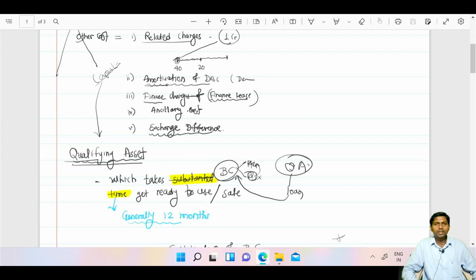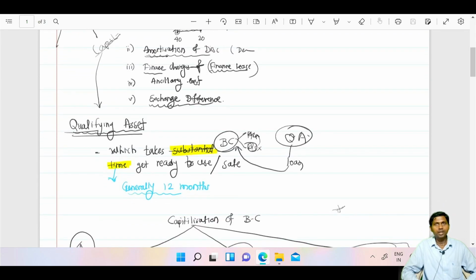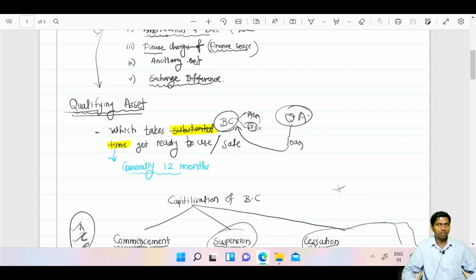Then what is a qualifying asset? The asset which takes a substantial period to become ready for use. Substantial period means generally 12 months. It could be lesser or more also.